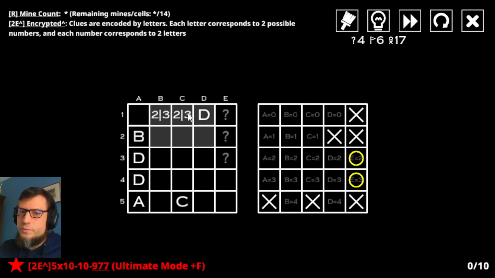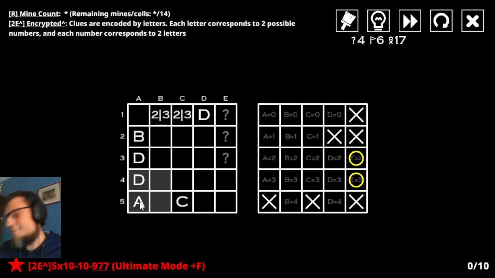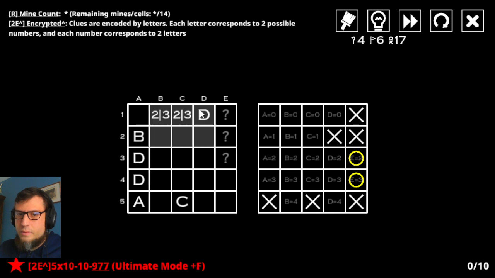These both have 3 spaces around them. This A. Oh, right. I can't say that it can't be 3, because guess what? It could be 3 and something else. Like, jeez. Okay, this D. If this D is 0, well, this particular D can't be 0, right? That's all I get.